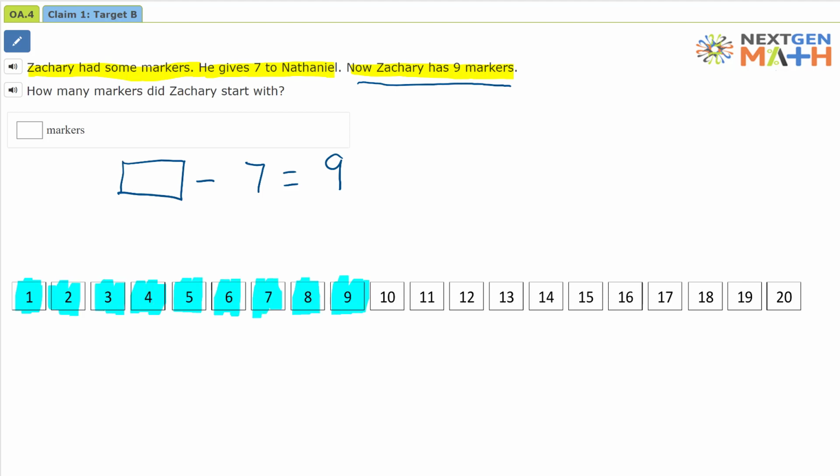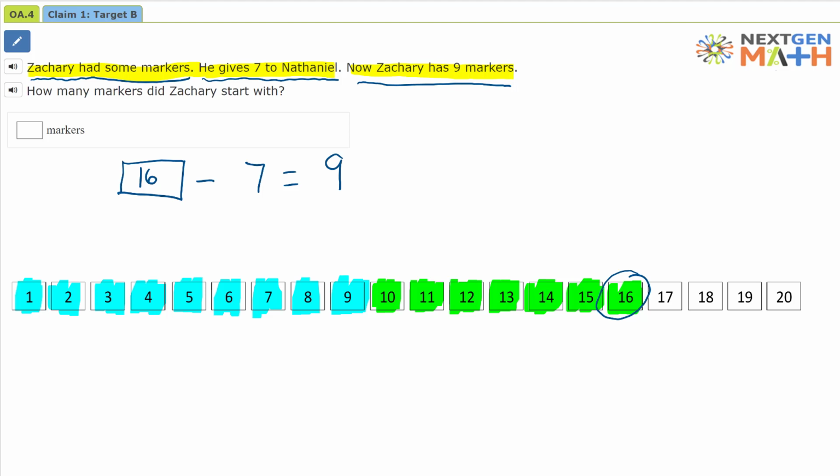And then the problem also reads this: he gives 7 to Nathaniel. So I'm going to mark in green the 7 he gave to Nathaniel. 2, 3, 4, 5, 6, 7. So now we have the answer of Zachary had some markers. What was the some markers that he started off with? Was 16. So 16 minus 7 equals 9.